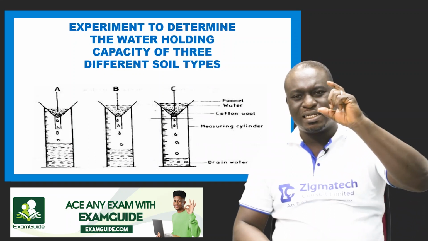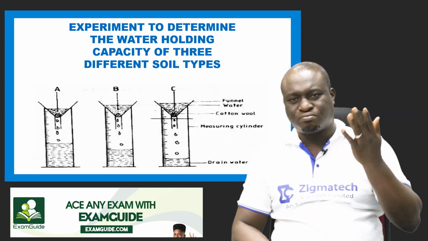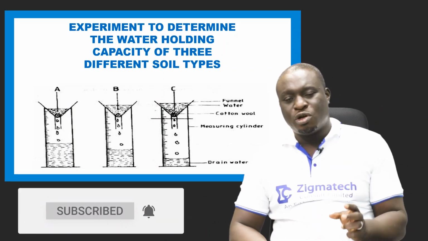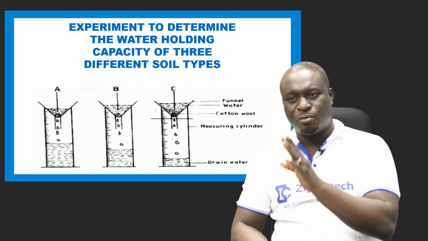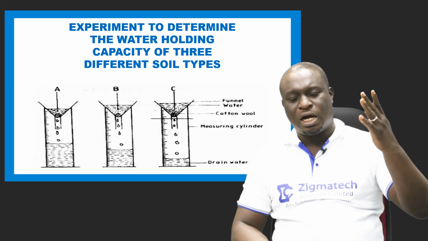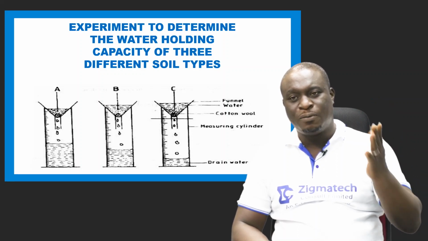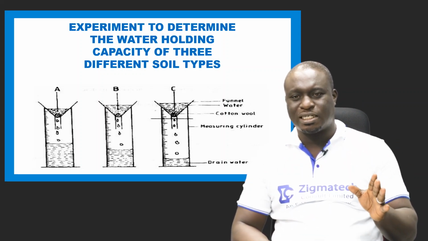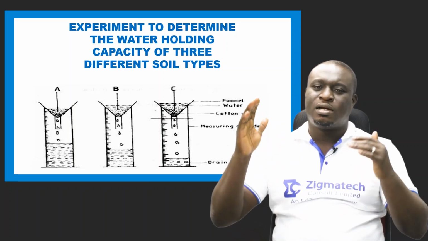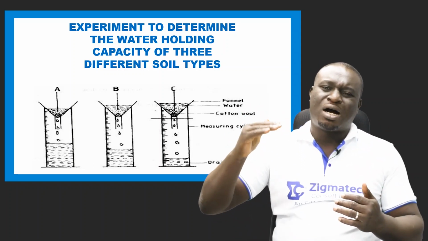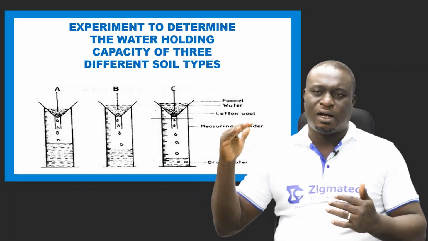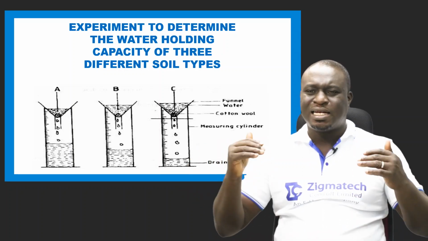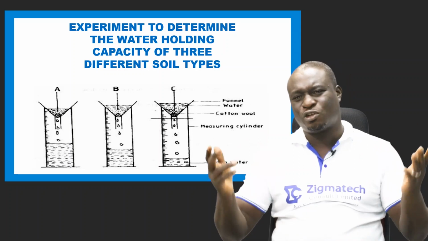For instance, in A, if we are using, let's say, 100 grams of soil, I'm giving an example, we must use the same 100 grams of soil for B and then C. A stands for probably sandy soil, B is loamy soil, and then C is clay soil. That's where I'm looking at it now. And then when you are done with the setup, add equal amount of water in each of the setups. For instance, we can add 100 ml of water in each of the setups. Then you allow it to drain, probably for 10 minutes.